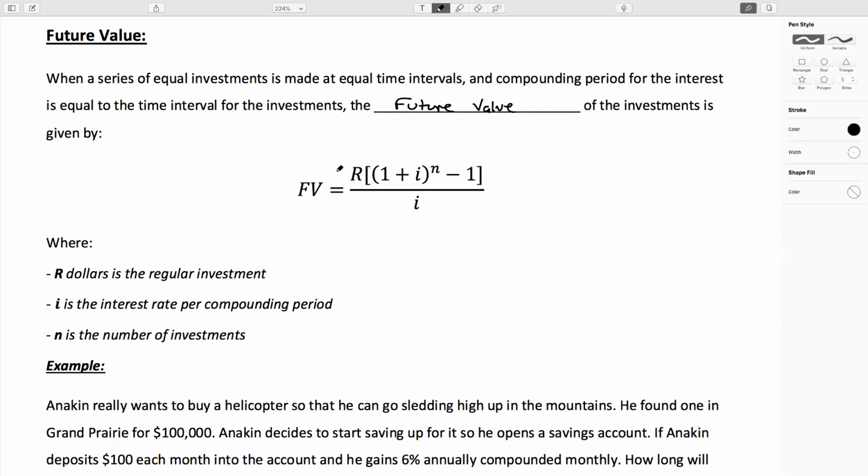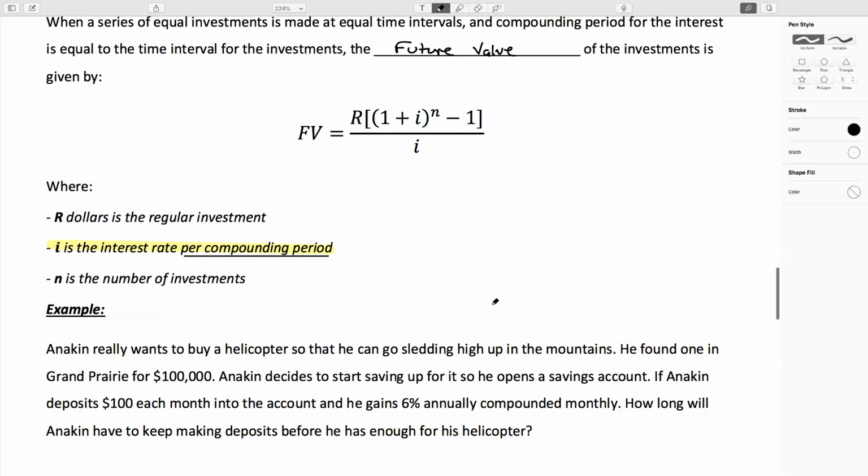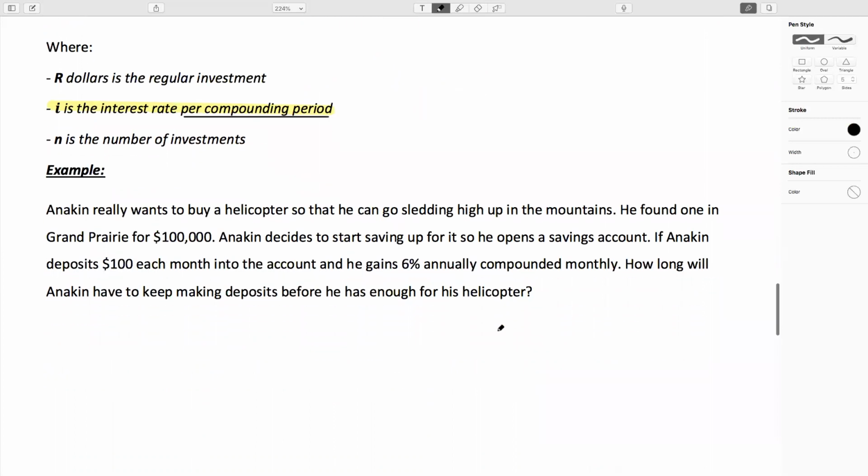R is your regular payment, and it needs to be the same investment every time. Interest rate I is really important. So I is your interest rate per compounding period. Super important. Per compounding period means you need to divide I by n before putting it in this formula. N is the number of investments. It's also the number of compounding periods. All right, let's put this to the test.